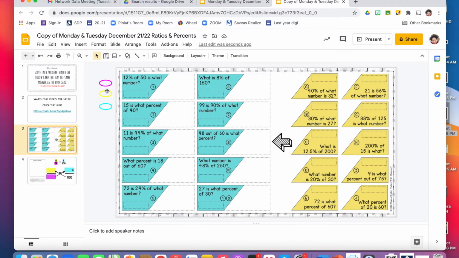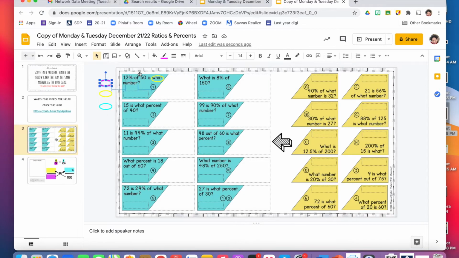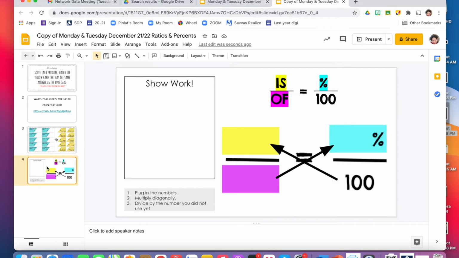So let's start by dragging over is. Is what number? We don't know what number, so we're going to make that yellow. Okay, so is what? Then we're going to take our pink or purple, and we're going to use our circle for our of, 50. And then finally, we're going to take our percent and put the blue circle around it, 12%. Now that we have all three circles, we can go to our show work page.